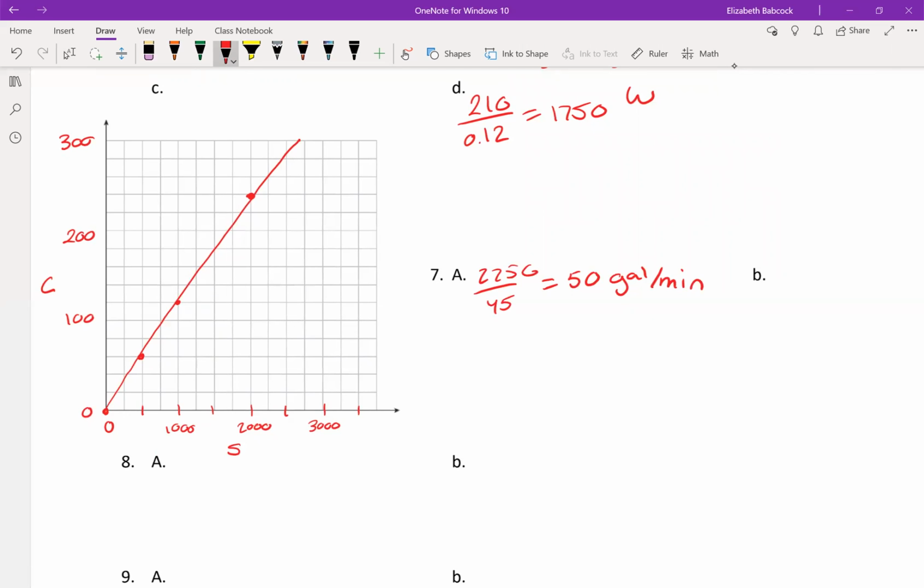Looking at B, how long will it take to fill the pool? If we need 50 gallons per minute, we need to fill 13,500 gallons. 13,500 divided by 50. We get it will take 270 minutes, which is 4.5 hours. Okay.